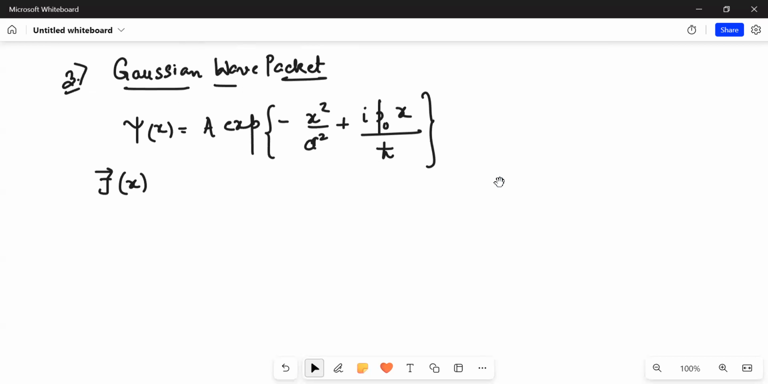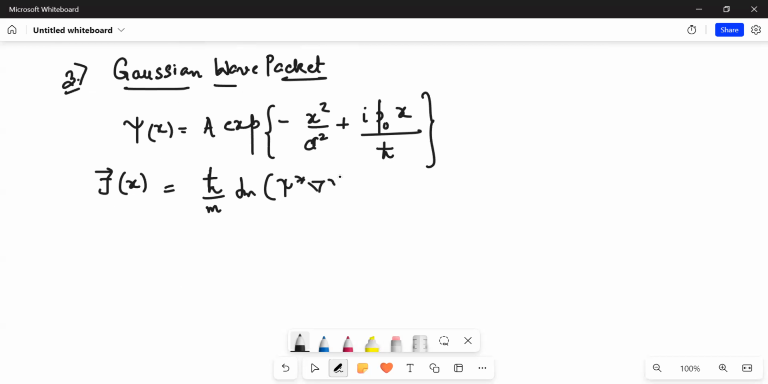Okay, so I know that this is equals to h cut upon m, and then imaginary part of psi star grad psi. This is how it is. So all I need to do is psi star into grad psi and just take the imaginary part of it.